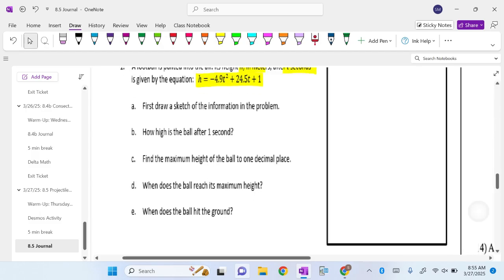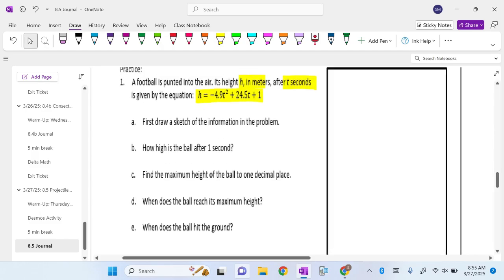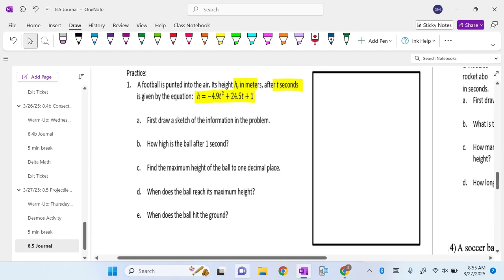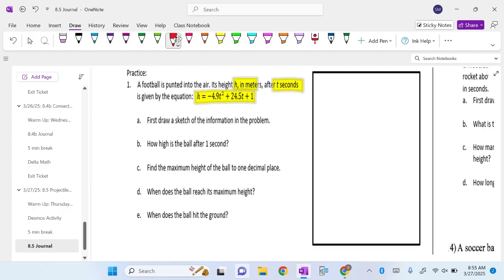So let's just draw a sketch of the problem. This is another one of those situations where you always want to draw a picture of what's going on. So let's say that your foot is right here at a foot high. All right. And we kick that football.